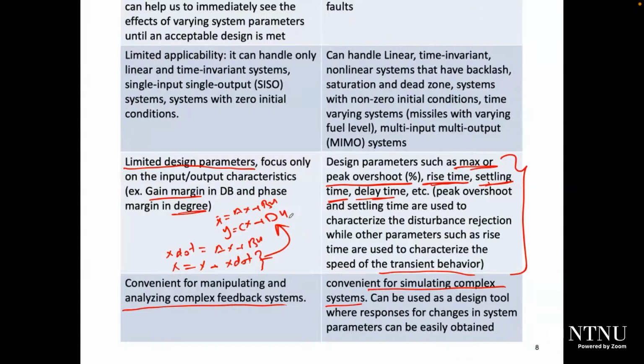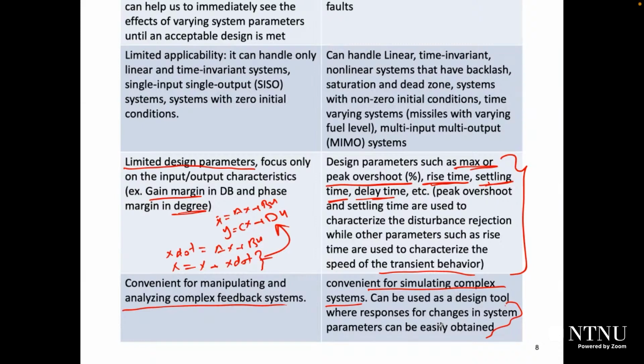So it's convenient for simulating a complex system, and it can be used as a design tool where responses for changes in system parameters can be easily obtained. In fact, your system is in the time domain, so it will be easy to identify system dynamics, faults, and so on, and try to modify your control system while it is running.